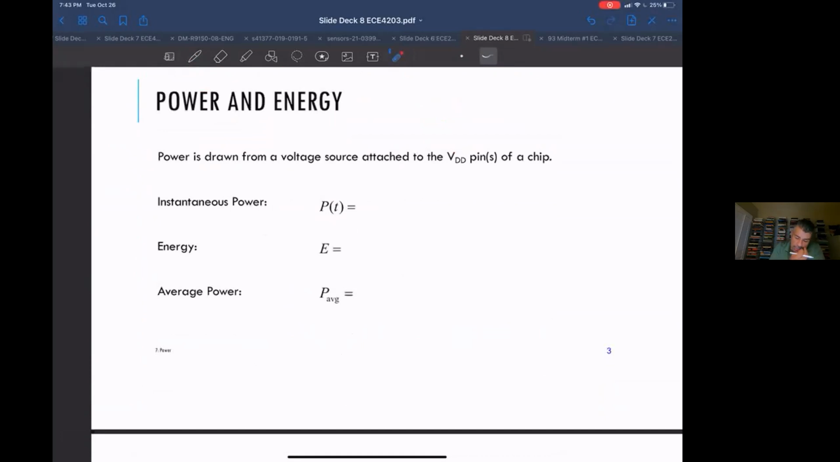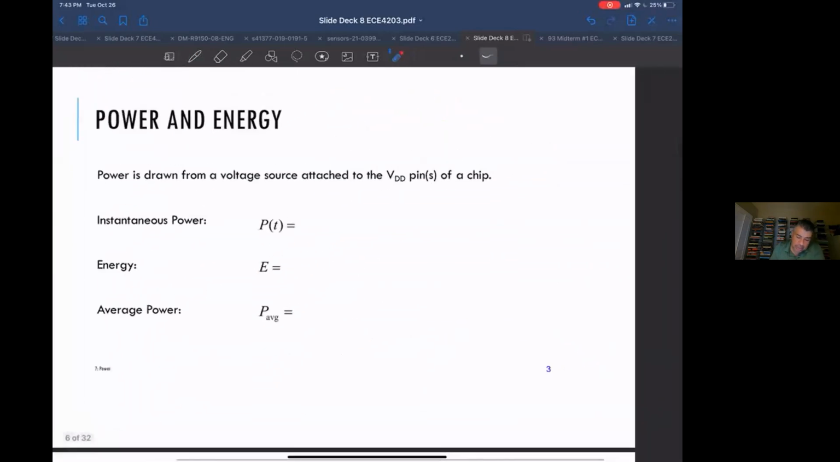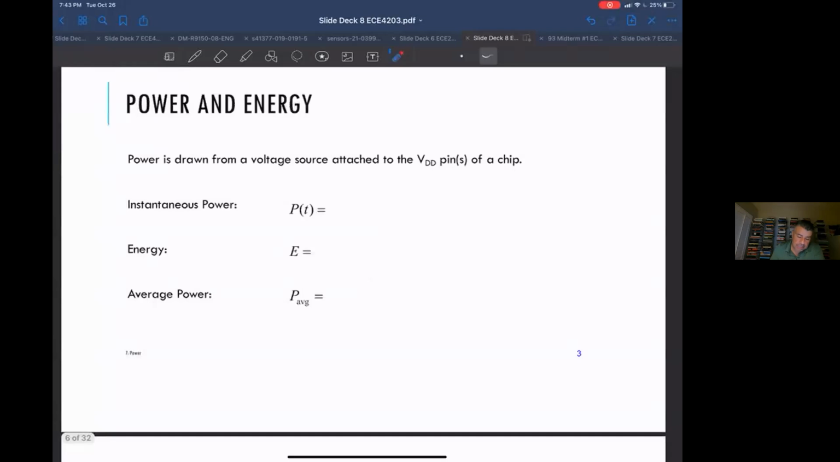Okay, so let's talk about some basic definitions. These are just definitions. We need this again because we have instantaneous power, and then we're charging and discharging a capacitor, so we need to look at energy, and then ultimately we want to come up with an average power for our circuit.